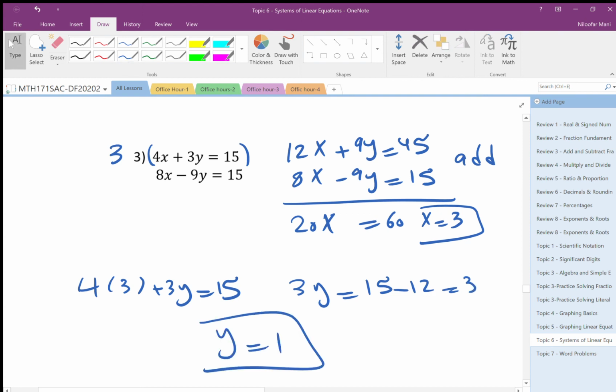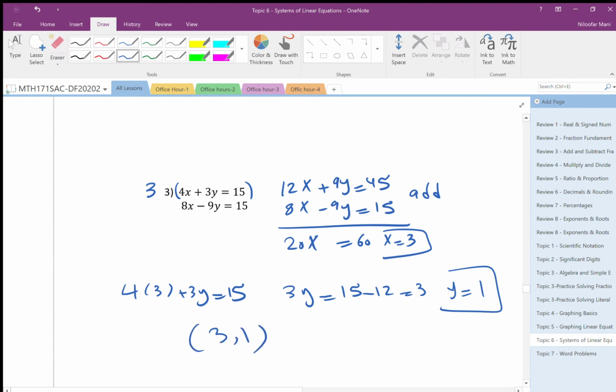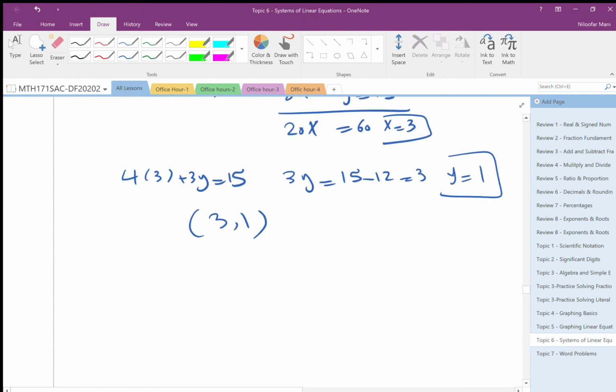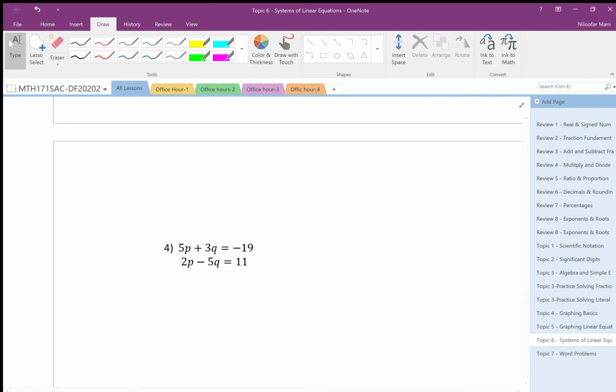Here I have room, so I write y is 1, so done. My answer is 3 and 1, and I can check my answer. Checking is homework. So make sure you check it. It means you have to substitute to see if the left side equals the right side.